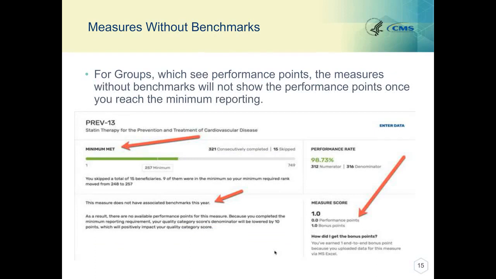For groups who see performance points, measures without benchmarks will not receive performance points in the interface. So here in this example, Prev 13 does not have a benchmark, and therefore the performance points are not shown. We have gotten quite a few help desk tickets around this issue where for measures without benchmarks, they've met the minimum, they've reported all their data, but don't see performance points. That is expected behavior in the application. Again, this is only for groups who see performance points.